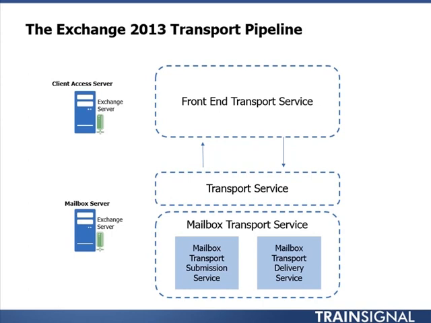Alright, so let's start up at the top. The front-end transport service. This service runs on all of your client access servers, and it acts as what they call a stateless proxy. So, in other words, it passes through messages inbound and outbound in terms of SMTP traffic for your Exchange organization. It doesn't queue messages, it doesn't inspect content, it's not meant to be like an edge transport server in any way. Nope, it just communicates with the transport service on the mailbox servers, and it makes sure that mail flows in and out.